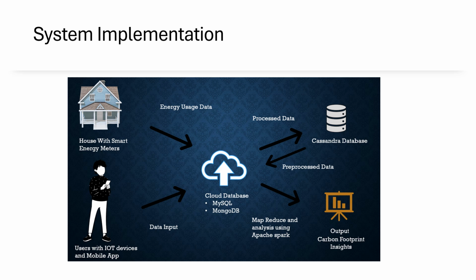So we collect energy usage data from the houses using smart energy meters and other IoT devices, and users manually enter data through the mobile app or web interface. And we also collect their GPS and transportation data using IoT devices on them, like wearable devices. So all this data is stored in the hybrid cloud database using MySQL and MongoDB. And then we process the data using Apache Spark, and the processed data is stored in a Cassandra database for quick retrieval.